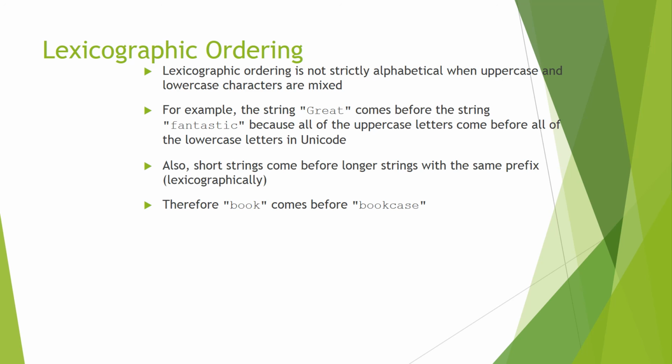Lexicographic ordering. Lexicographic ordering is not strictly alphabetical when uppercase and lowercase characters are mixed. For example, the string Great comes before the string fantastic because all the uppercase letters come before all of the lowercase letters in Unicode. Also, short strings come before longer strings with the same prefix. Therefore, book comes before bookcase.